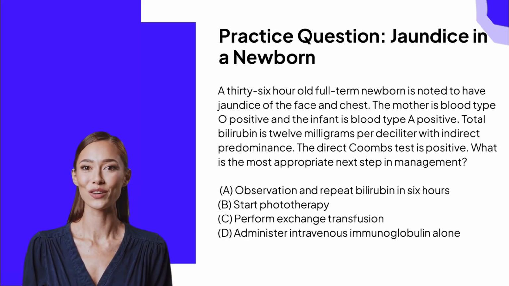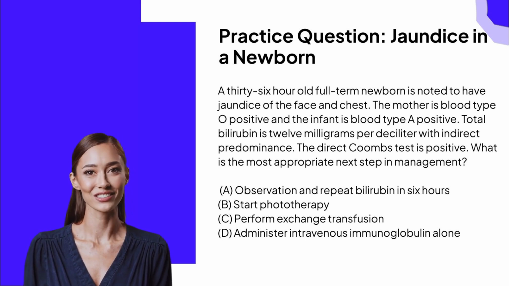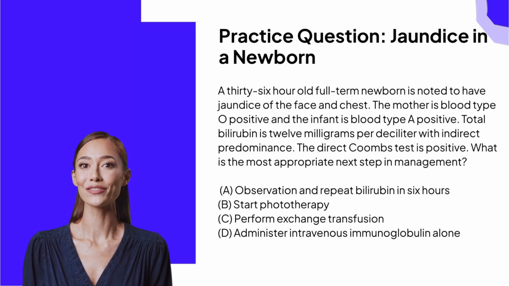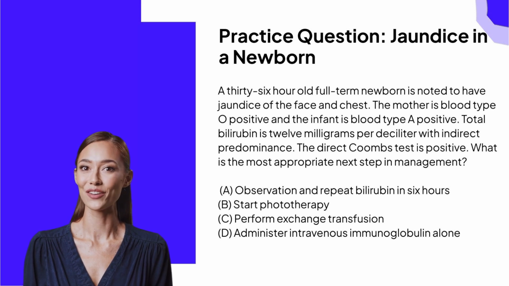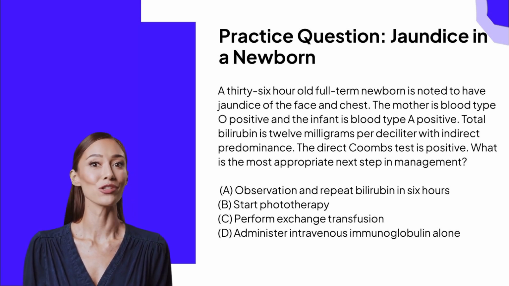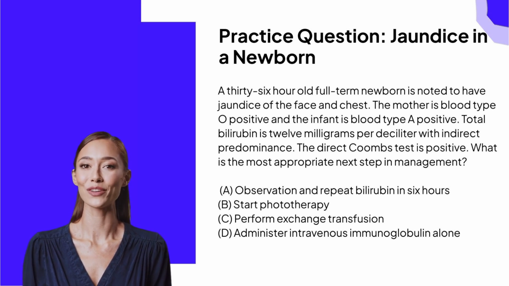Let us work through our first practice question together. A 36-hour-old full-term newborn is noted to have jaundice of the face and chest. The mother is blood type O positive and the infant is blood type A positive. The total bilirubin is 12 mg per deciliter with indirect predominance, and the direct Coombs test is positive. What is the most appropriate next step? Take a moment to think about this before we walk through the answer on the next slide.